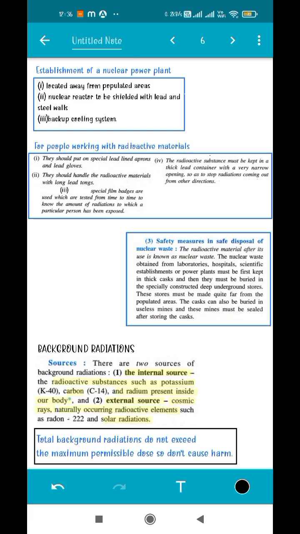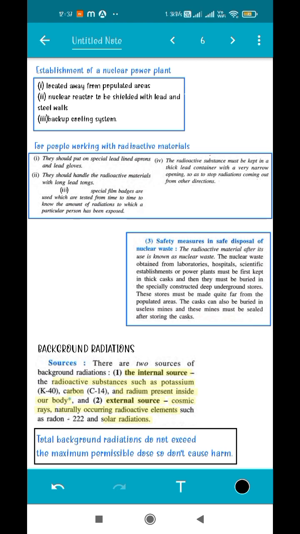So what are the safety precautions which can prevent such a mishap? First of all, whenever we are establishing a nuclear power plant, it should be located far away from the populated areas. And also the nuclear reactor where the processes are occurring should be shielded, or covered with lead and steel walls so that the radiations do not escape that portion. And also there should be a backup cooling system so that even if there is a problem, there is another backup to prevent any such accident.